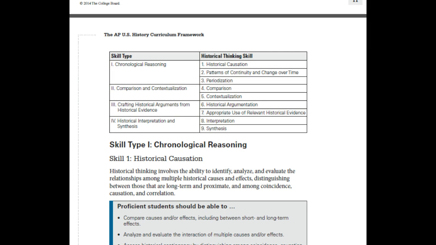and on the screen you see 4 skill types that United States history students should be proficient at. The first one is chronological reasoning, then there's comparison and contextualization. Third one is crafting historical arguments from historical evidence, and then finally historical interpretations and synthesis. Each of those 4 skill types have kind of been broken down into different historical thinking skills. We're going to spend a few minutes going over each of those, and I'll explain what they mean to you. So I'm going to scroll through the document here, kind of page by page.